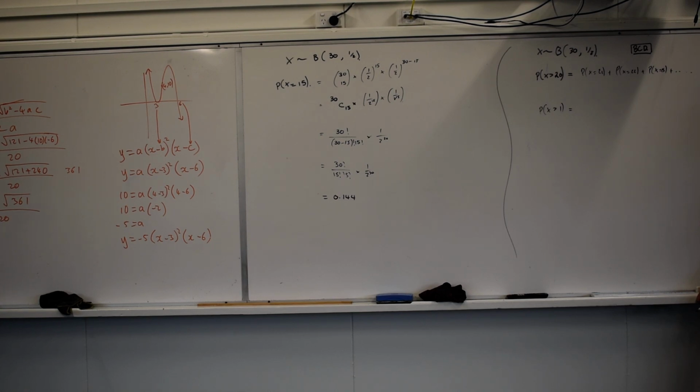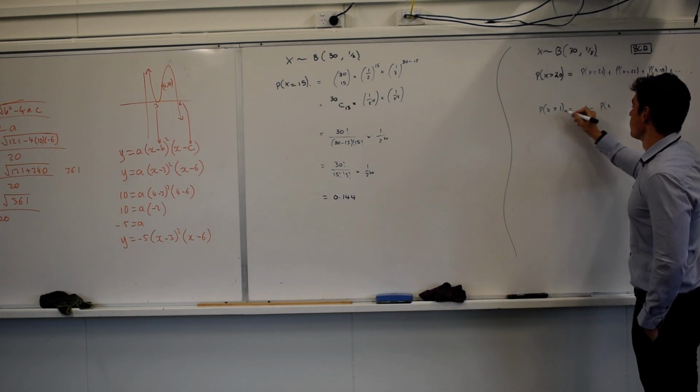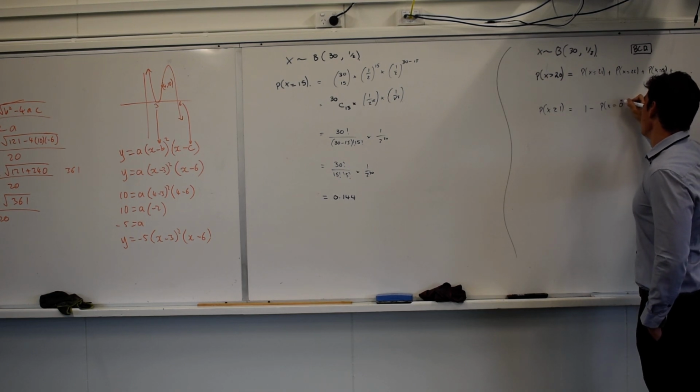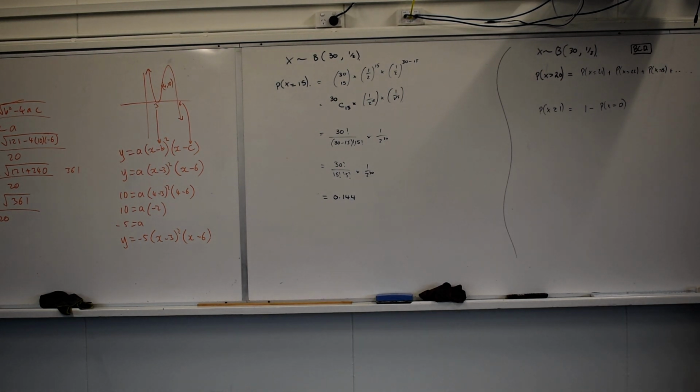What's the sum of all the probabilities? 1, correct? So if it's greater than 1, could I represent that as 1 minus the probability? Let's make it greater than or equal to. Could I do that? Pretty easy, that one, correct? Good? Make sense?